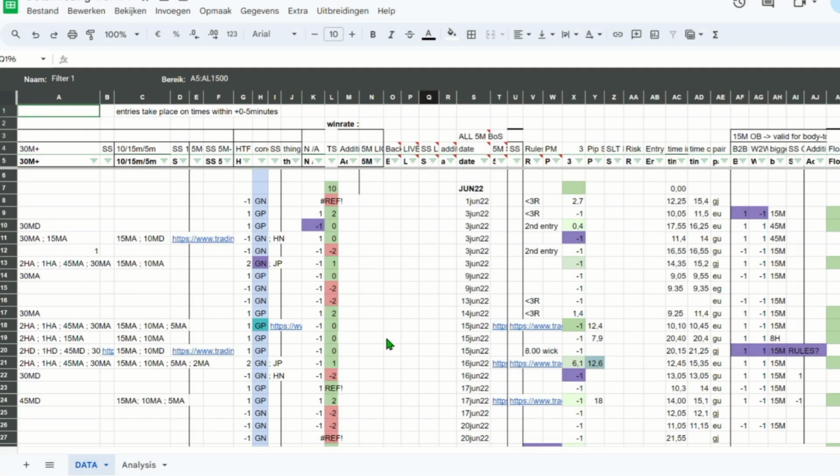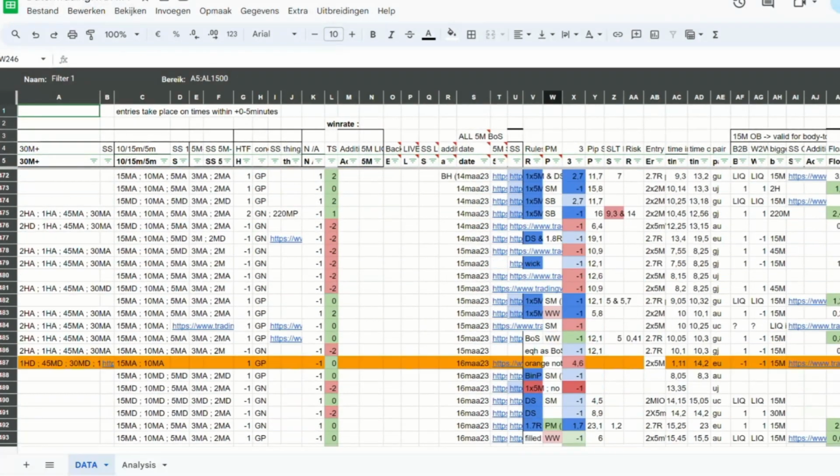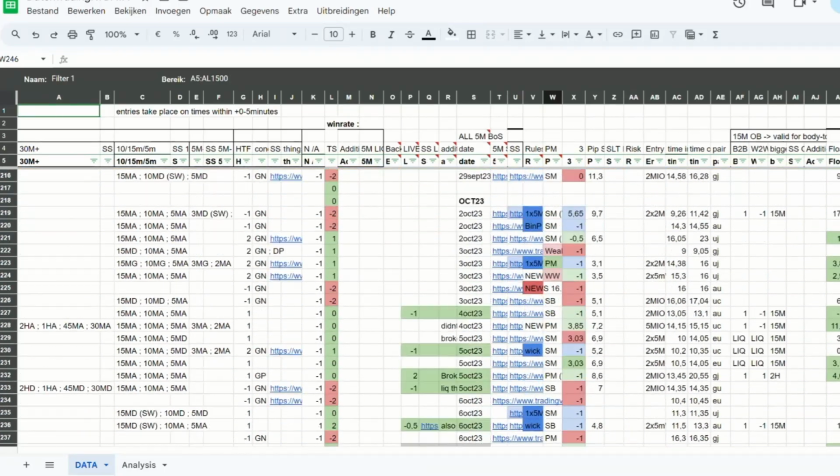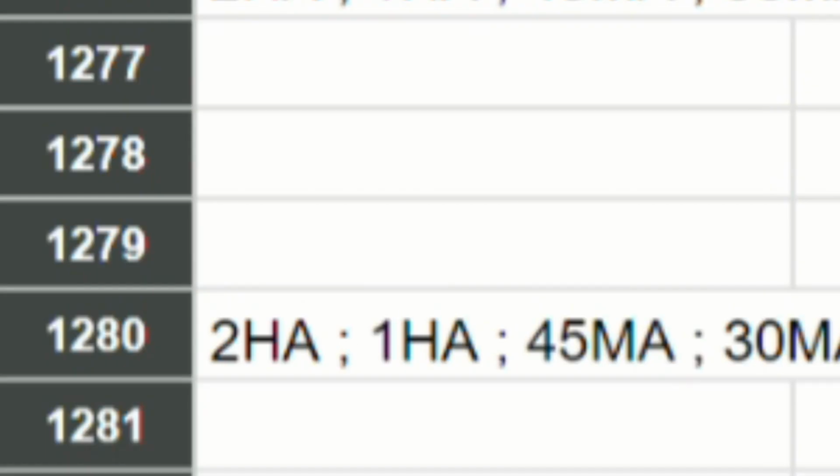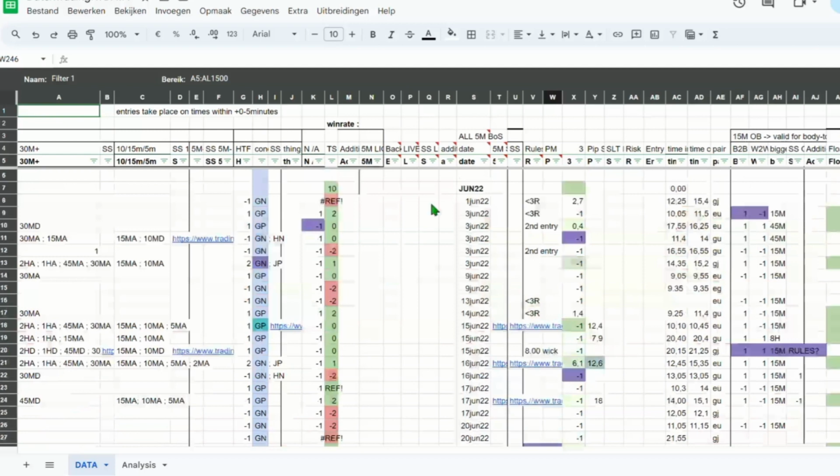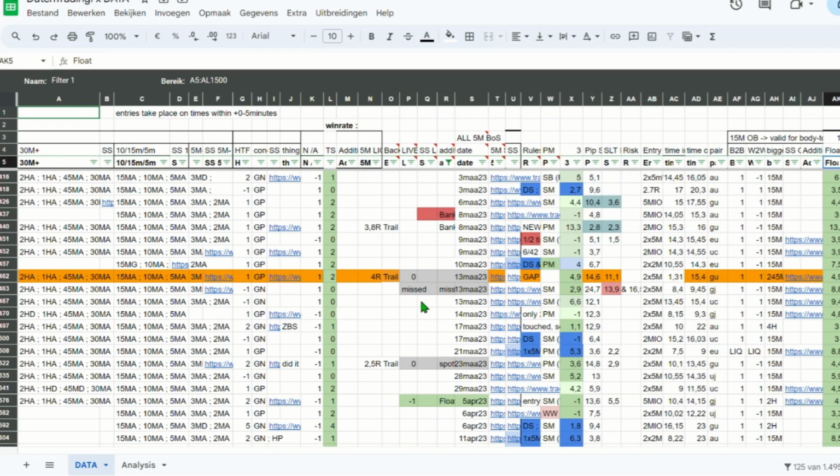So how do I actually develop my trading strategy? This is my spreadsheet and I've got almost 1300 trades. I will show you how I develop my strategy with just simple spreadsheets. Let's go quickly through what everything means. The date for every trade, time in, time out, what pair it is, how much R it floats.